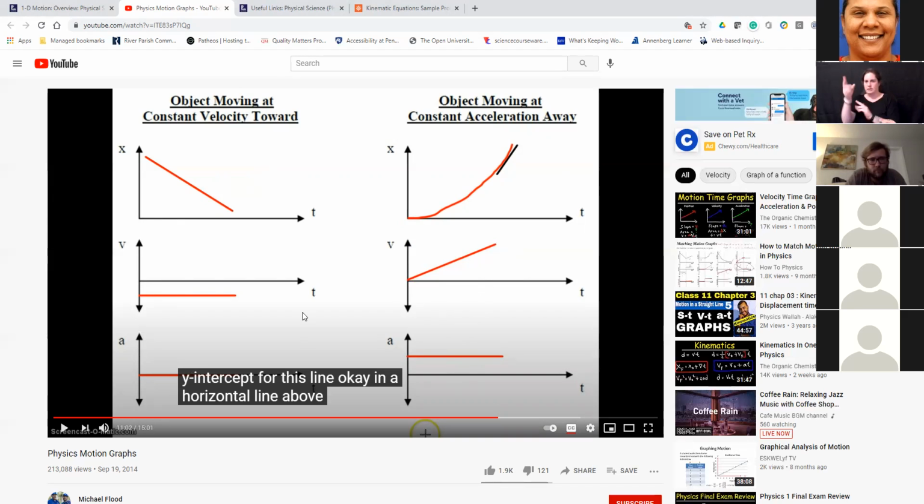Okay, so these graphs, although this is distance and time, velocity and time, acceleration and time, in each setup, notice how the graphs differ. Okay, this is where it becomes critical that you understand the difference between velocity and acceleration, because constant velocity means the acceleration is zero because the object is not speeding up or slowing down. Constant acceleration means the velocity is changing uniformly with time.